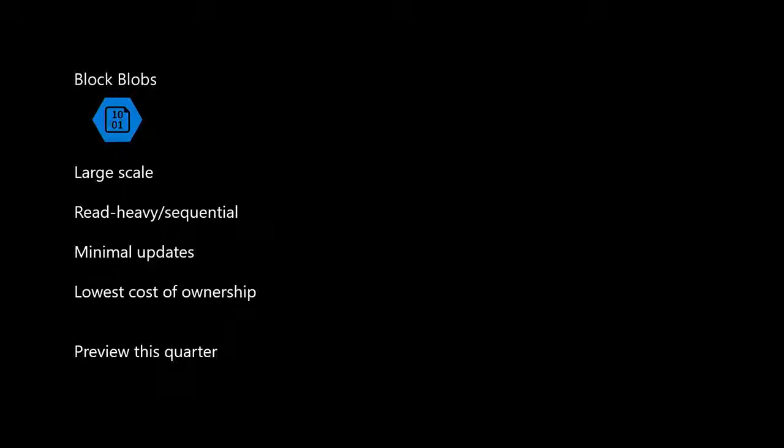It'll still work, but it's not really the best use case for it. And we think that the NFS v3 on top of block blobs will probably provide the lowest cost compared to the other offers. We are previewing this quarter, and at the end of this slide, I'll show the link where you can register for the preview.